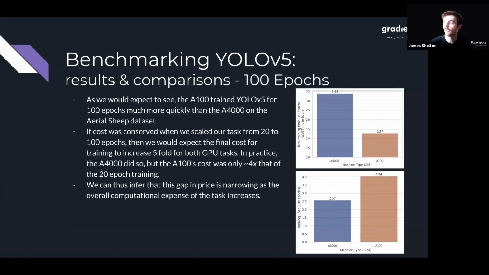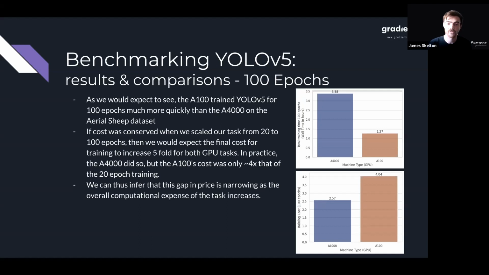So here we have the results for benchmarking YOLOv5 at 100 epochs. As we would expect to see, the A100 trained YOLOv5 for the length of time much more quickly than the A4000. This was about 3.38 hours versus 1.27 hours.